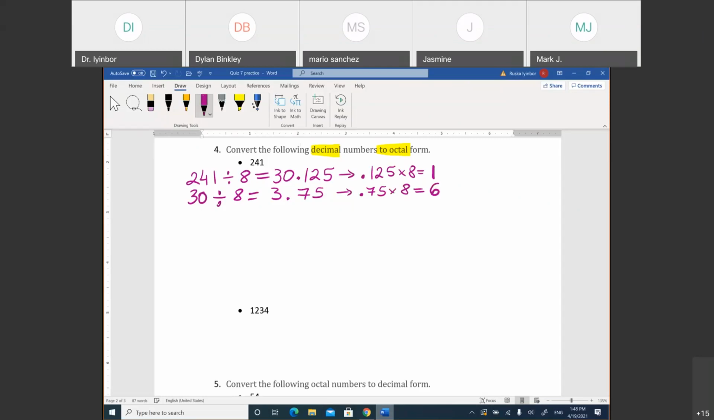Then you're going to continue with 3. We're going to continue 3 divided by 8, which is going to be 0.375. And then you're going to multiply 0.375 times 8, and that should give you 3.